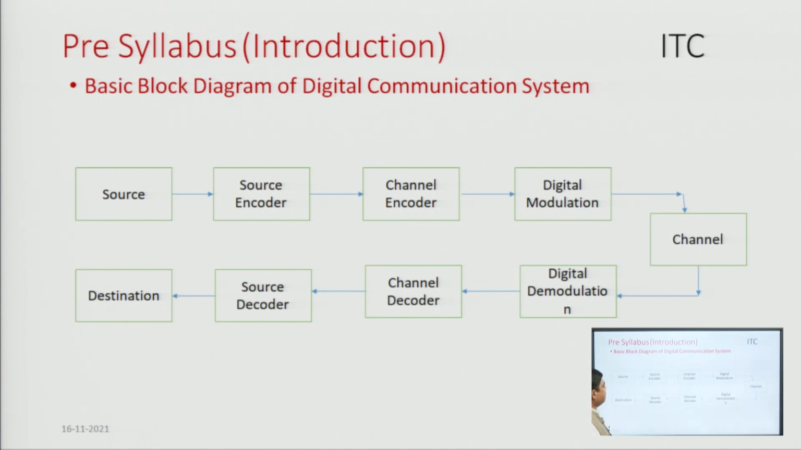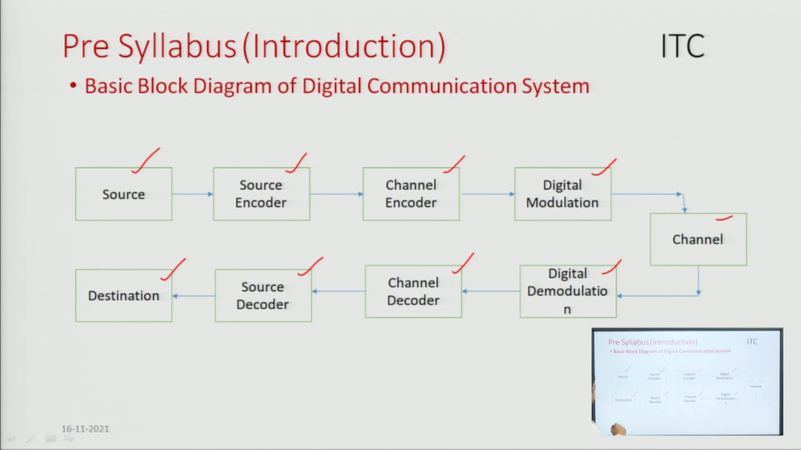See, these are the blocks, the basic elements of a digital communication system. First is the source, then source encoder, channel encoder, digital modulation, channel, digital demodulation, channel decoder, source decoder and destination.